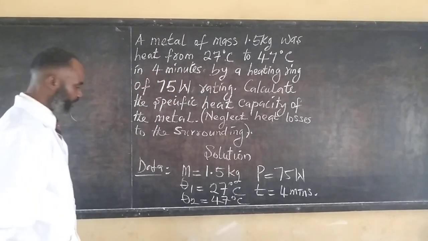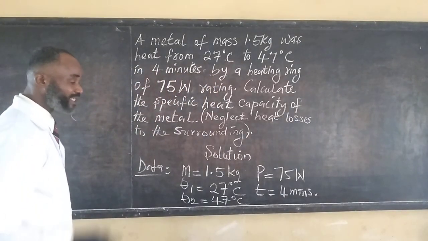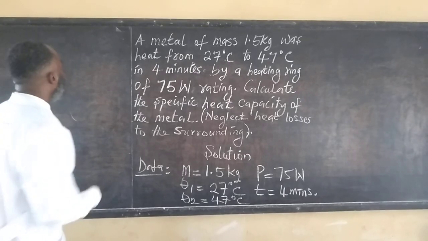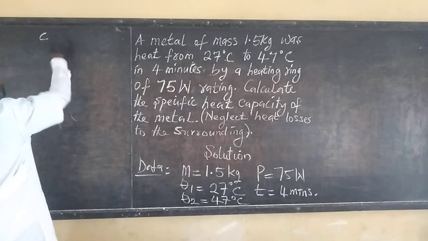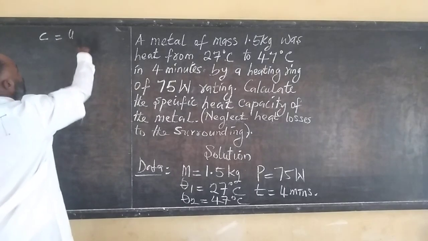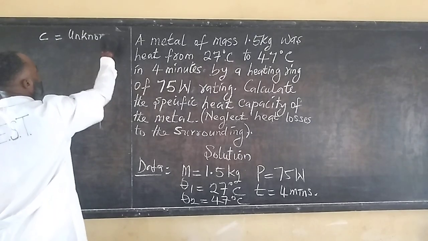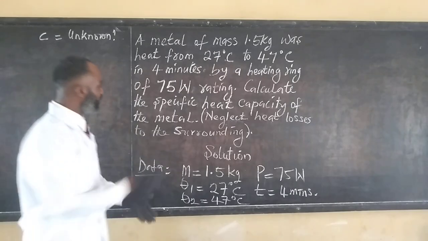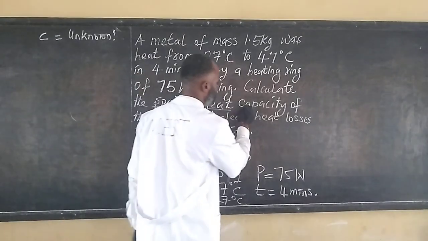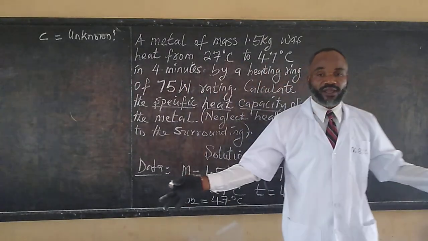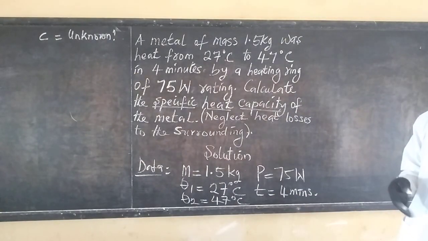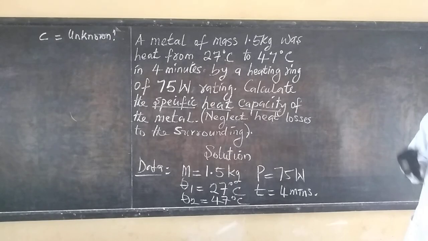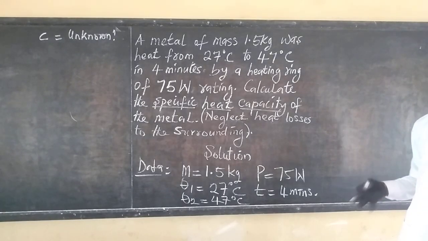So let's see. What are we looking for? We are looking for the specific heat capacity, C. The specific heat capacity is unknown, according to the question. That is the quantity we are going to solve and find, or whose value we are going to find. We are not done yet. We need to find the connection.